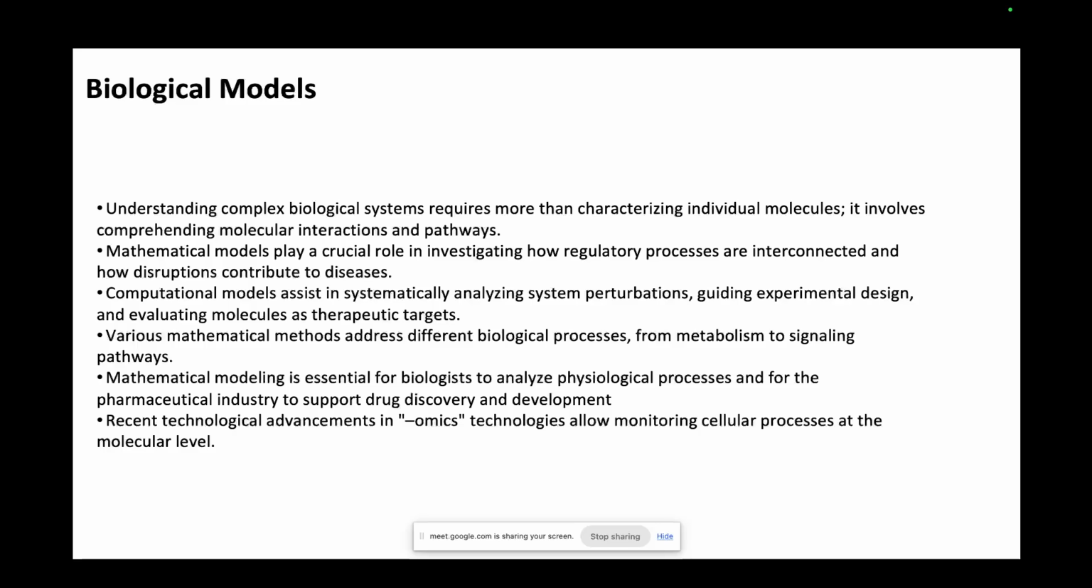And these computational models will assist in systematically analyzing system perturbations, guiding experimental design, and evaluating molecules as therapeutic targets. As you know, with the advent of AI and everything, this has gone up a lot. Identifying molecules as therapeutic targets: if you search this keyword in Google Scholar or somewhere, you'll find a list of Nature and Cell papers which deal with this. So it's kind of the talk of the current scenario right now.